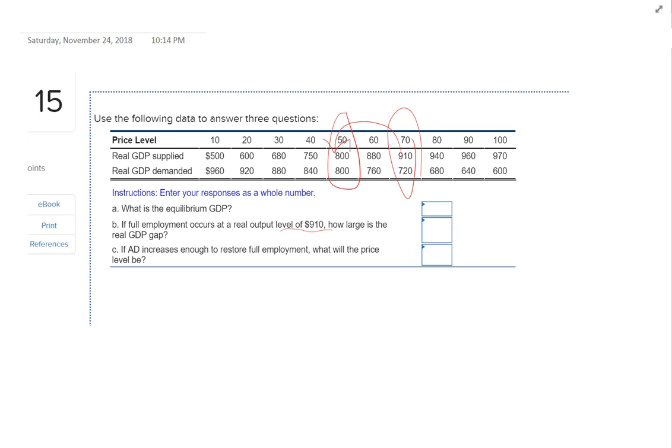Okay, so we can find the equilibrium GDP pretty easily where supply is equal to demand, so that's not so bad. If full employment occurs at a real output level of 910, how large is the gap? Well, the gap is between 910 and 800, so 110. And then C says if aggregate demand increases enough to restore full employment, what will the price level be? Well, if we're going back, and they just said full employment at 910, what would the price level be at 910? Well, in this chart, it's 70. So that one's just a matter of reading, doing a little basic calculation.